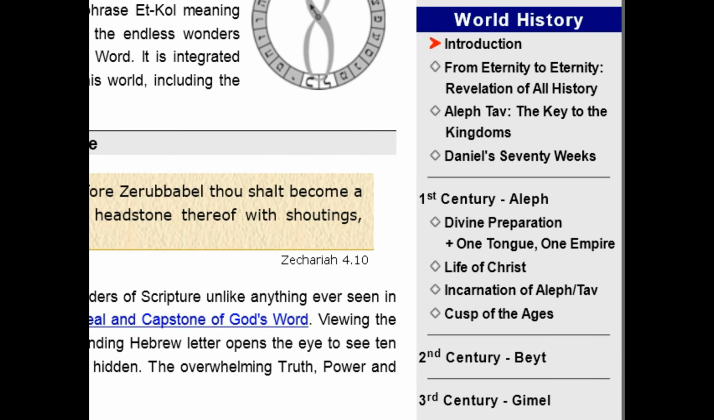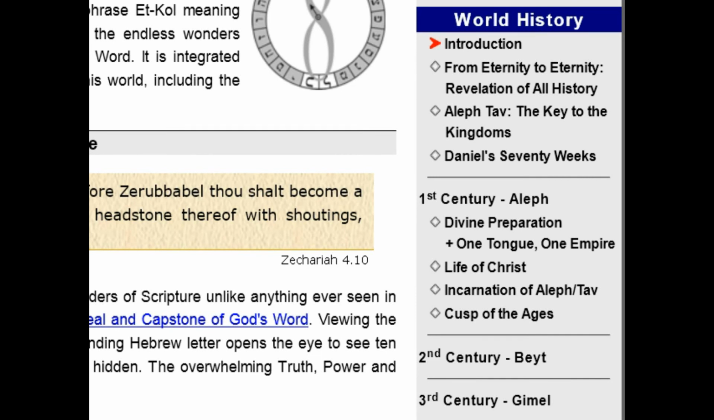Looking at the table of contents in the page biblewheel.com/history/intro.php. This was the page of introduction, and we also looked at, I believe, From Eternity to Eternity, Revelation of All History, Aleph Tav, the Key to the Kingdoms, and then we should look at Daniel's 70 weeks.